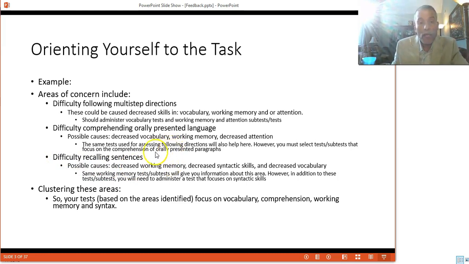So then, what else can cause comprehension problems? You are going to look at the same thing, working memory and decreased attention. All of the same areas for multi-step directions are also related to comprehension and also related to recalling sentences. All of them are related. So vocabulary consistently will tell you if it is a factor in any of these. And then the ability to recall words, sentences, numbers, and paragraphs is also a factor in all of these. And then the ability to focus, decreased attention, how do you test it?